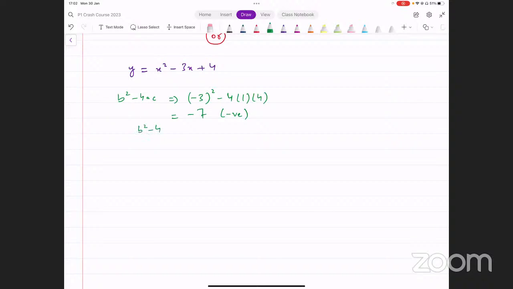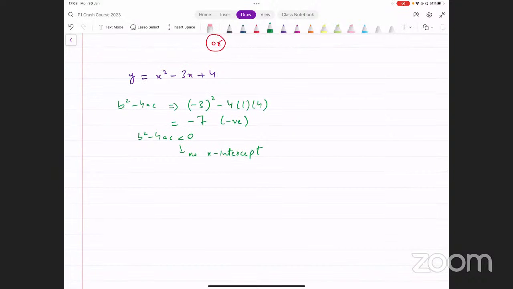So b squared minus 4ac is less than 0. That means there is no x-intercept. The curve does not intersect the x-axis. But this is not enough. Why? Because just proving that the discriminant is negative only means that the line and the curve do not intersect.